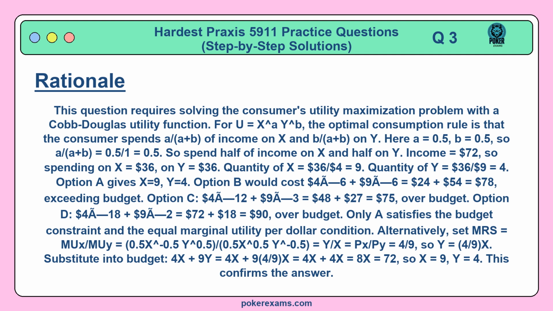Option D: 4A = 18 plus 9A = 2 equals $72 plus $18 equals $90, over budget. Only A satisfies the budget constraint and the equal marginal utility per dollar condition.